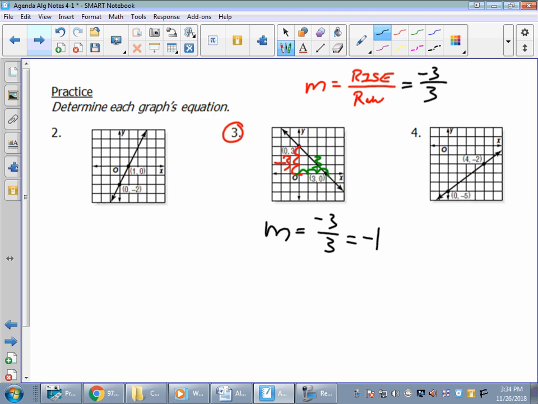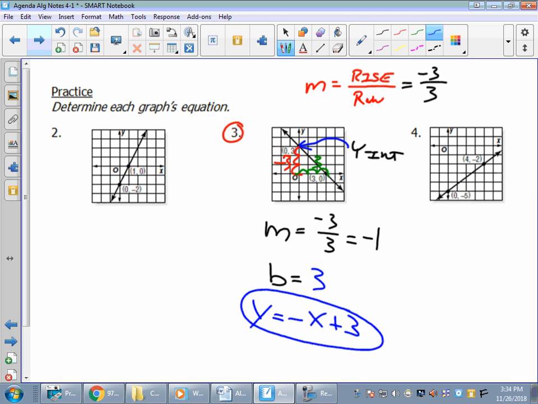And then for my b value, my y-intercept, what I want to do is look at where it touches the y-axis. And here it is, right here. It touches it at +3. So my b value would be 3. Since I have an m and a b, I'm ready to go. Now we can put it in slope-intercept form. So y equals, my slope is -1, so it'd be negative, I don't have to write the 1, so y equals -x plus 3. And that would be it.